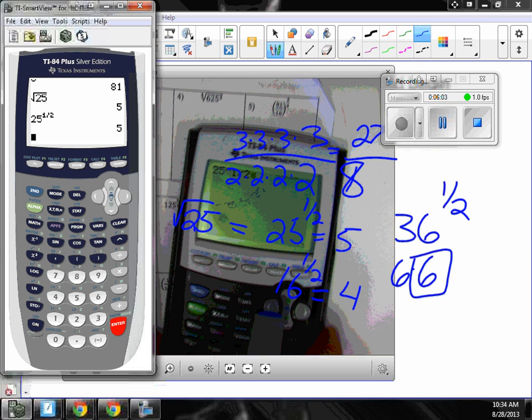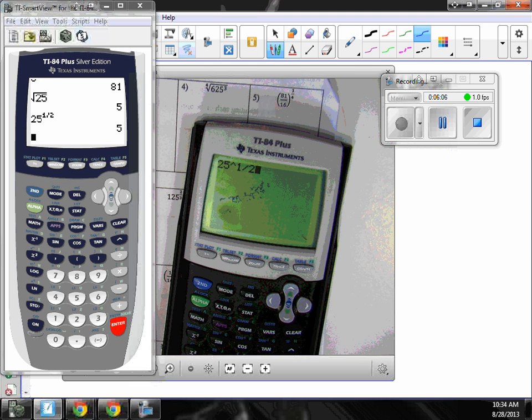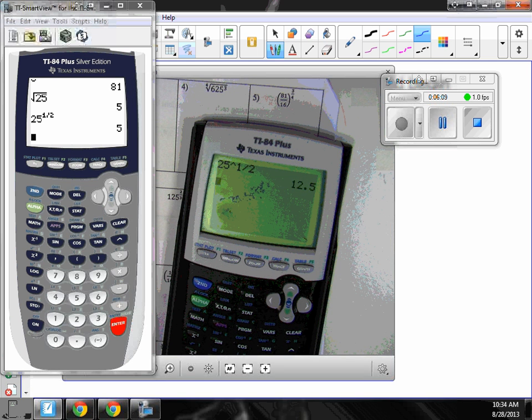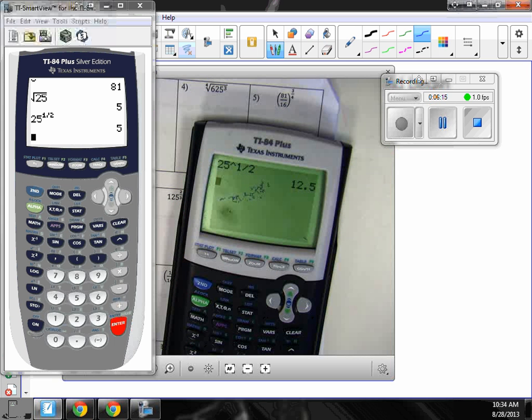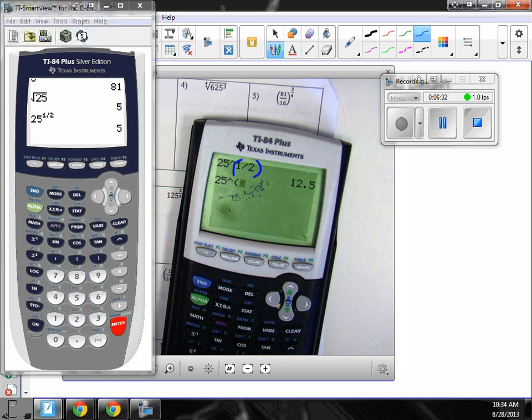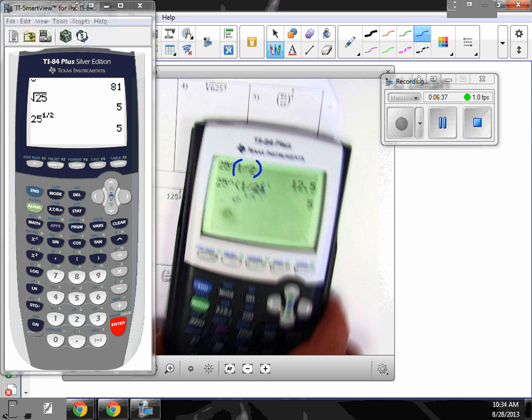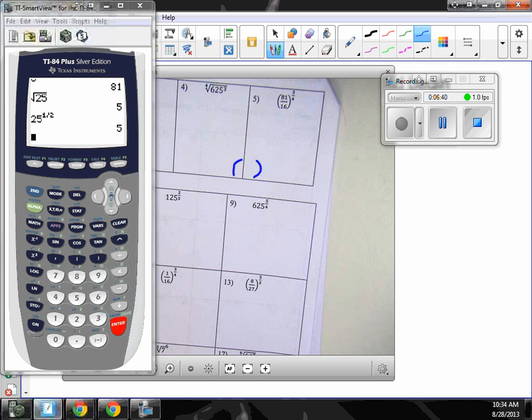Okay, so look at this one. 25 to the 1/2, and I get 12.5. Okay, notice how hers looks different from mine. Mine is 25 raised to the 1/2, and hers is 25 raised to the first, and then divided by 2. So if you have this older software, you need to put parentheses around that. 25 raised, parenthesis 1/2. And I get 5. So you'll always have to do that. Did yours end up working?